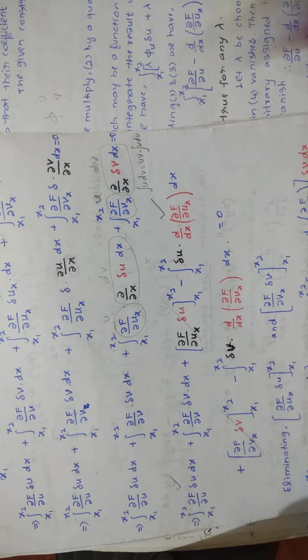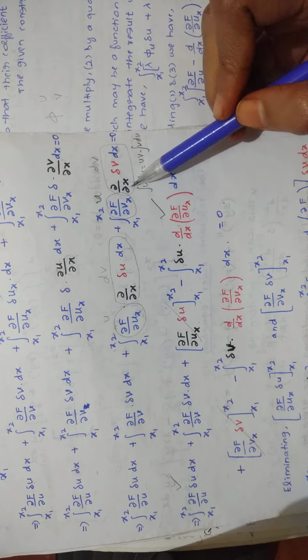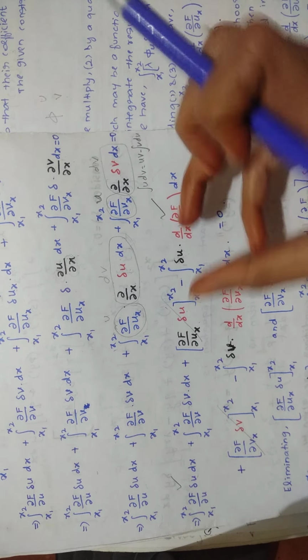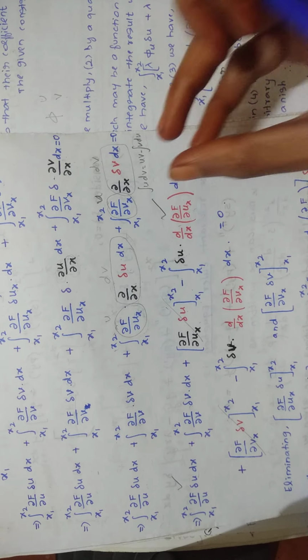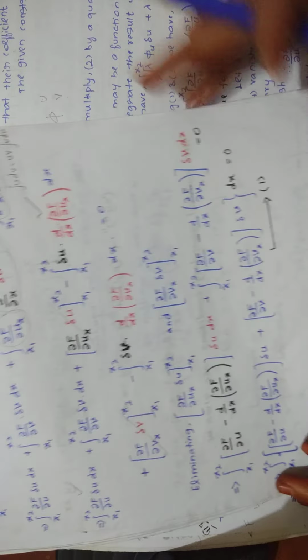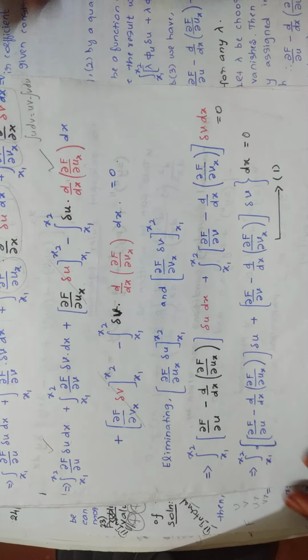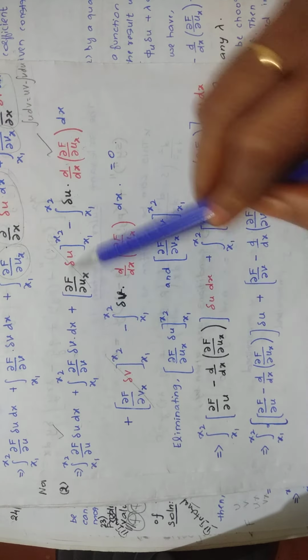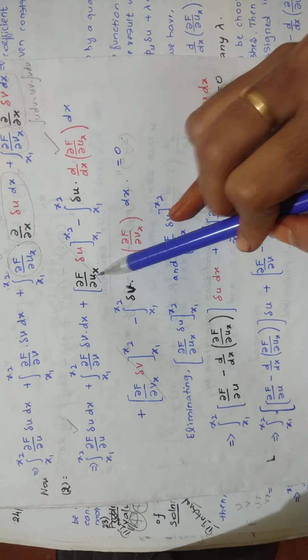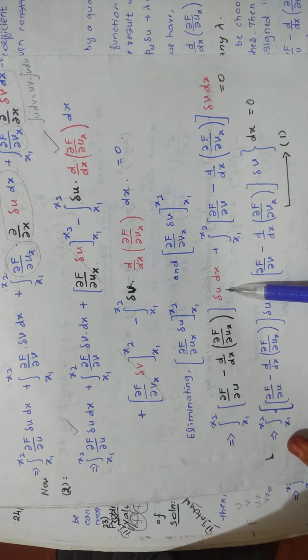The same thing you are doing for this term also. You are considering this as u and this as dv. The same process, the same formula you are using, and integrating these two terms. From this, you are eliminating these two terms from this step. So after eliminating, you will get this line.